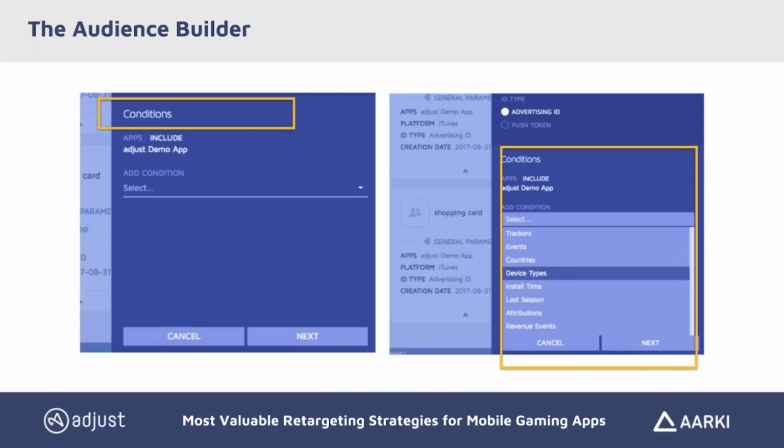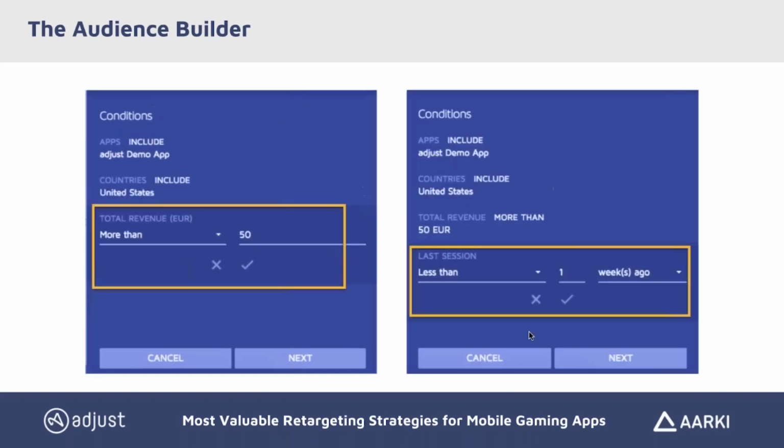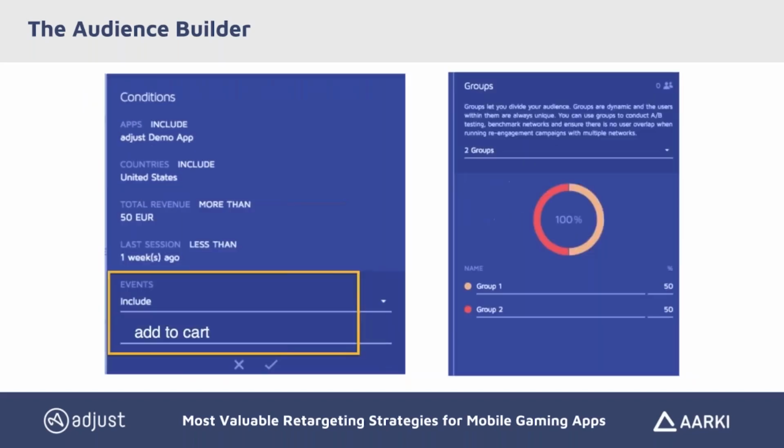You will select the application of your portfolio, because you might have more than one, and then start getting crazy with the conditions. So the first ones that you see, trackers, event, countries, device types, are all default sets that we provide. And then you can also define the revenue if you want. Last session, in this case, we wanted all users that spent more than $50 revenue and had a session less than 1 week ago. We also wanted to include one event. In this case, it's add to cart. So after we define this audience, we just click on done.